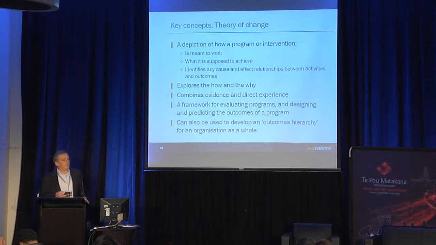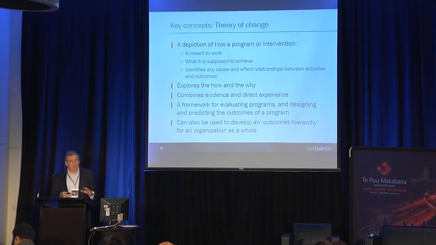Now, we do that process through a thing called the theory of change. And many organizations have got logic models. They've gone through that kind of process. We prefer to use the theory of change just because it's a broader concept. It's much more sophisticated. It doesn't rely so much on cause and effect, which may work in science, but doesn't work in the lives of most individuals. So a theory of change is a depiction of how a program is meant to work, what it's supposed to achieve. If there are cause and effect relationships, we'll identify them. But it allows you to explore the how and why of your program.